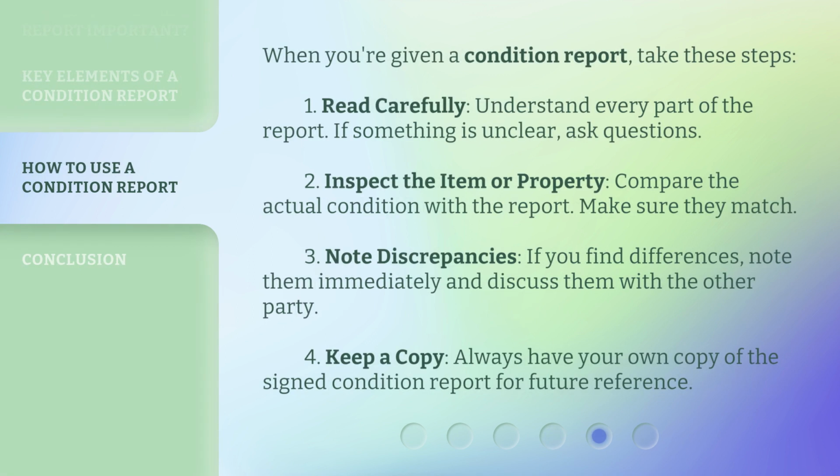When you're given a condition report, take these steps. 1. Read carefully. Understand every part of the report. If something is unclear, ask questions. 2. Inspect the item or property. Compare the actual condition with the report. Make sure they match. 3. Note discrepancies. If you find differences, note them immediately and discuss them with the other party. 4. Keep a copy. Always have your own copy of the signed condition report for future reference.